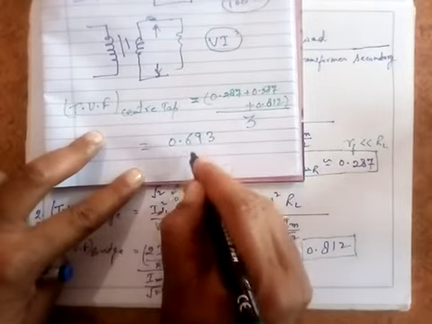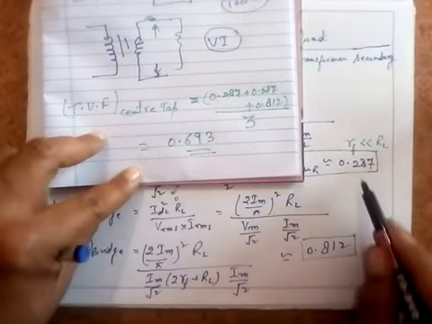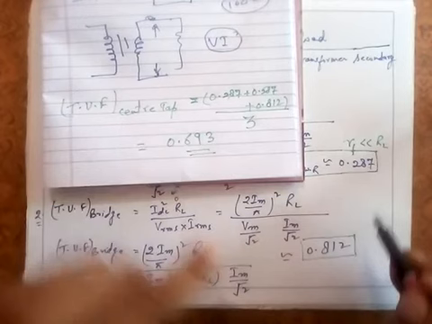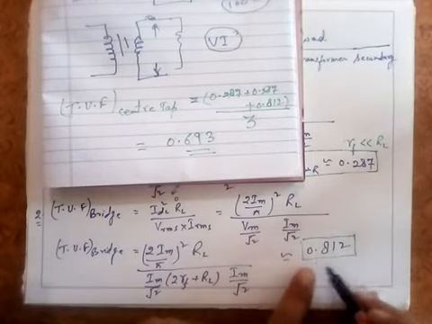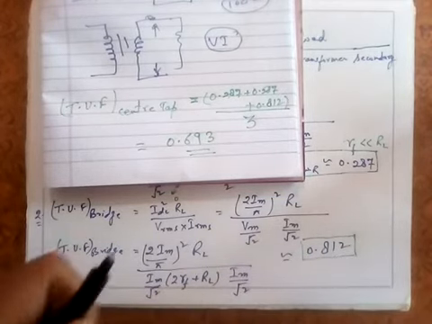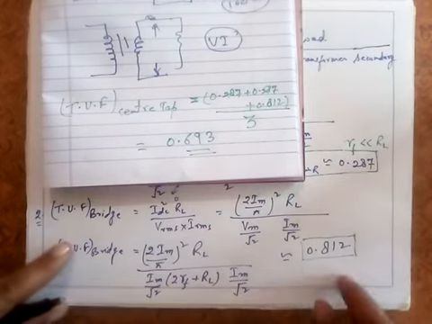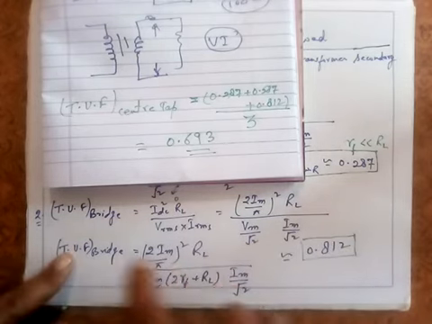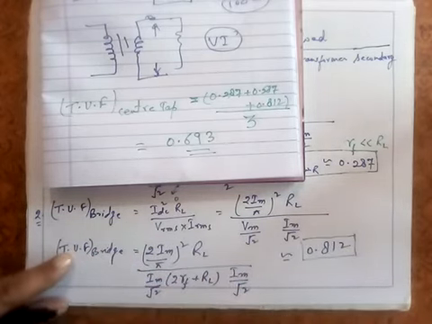and if I solve this, it comes out to be 0.693. That is 69.3%. On the other hand, half wave was only 28.7%, but a bridge rectifier was providing you 81.2%. So the best one in terms of transformer utilization factor is a bridge rectifier. So I'll stop it here. Thanks for the time being.